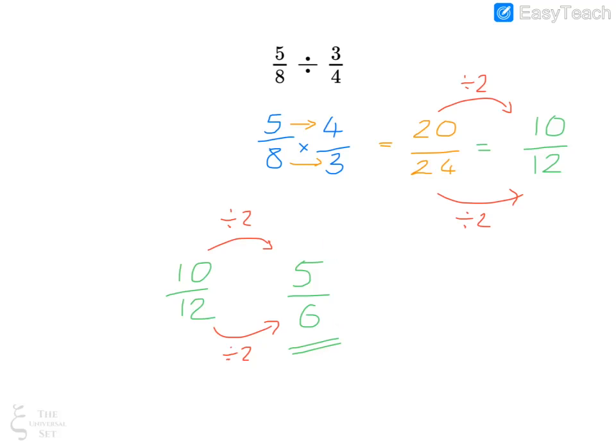So everything was the same as before. Turn this one upside down and multiply, but the first answer I get is not simplified yet. So we had to simplify, and the way I simplified was in 2 steps. Maybe you spotted that there's a faster way. If we divide by 4, we can get there in 1 step, but this way will get you to exactly the same answer. Okay, another.